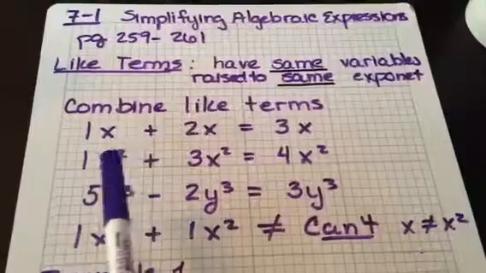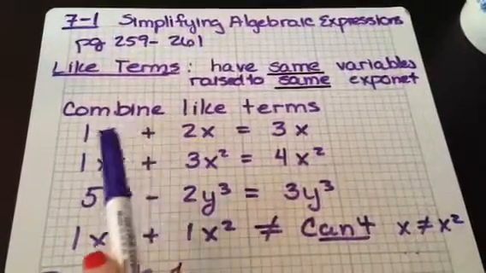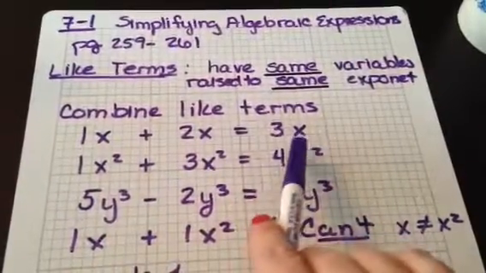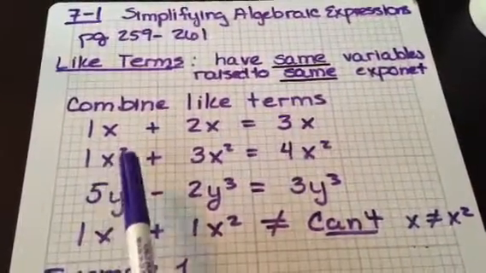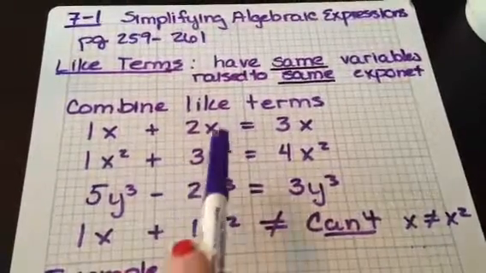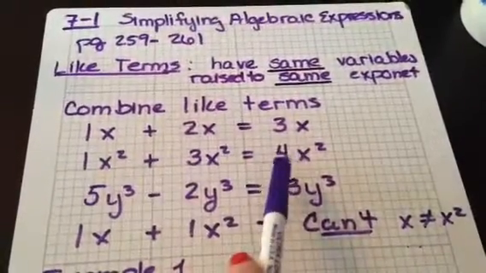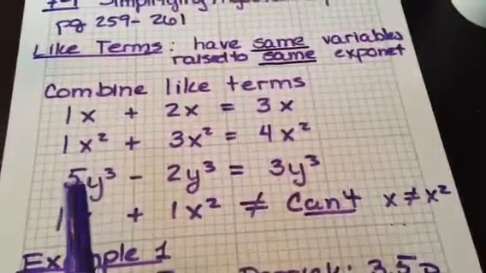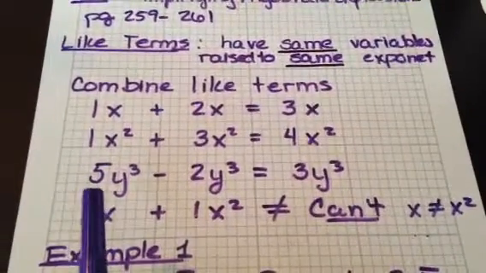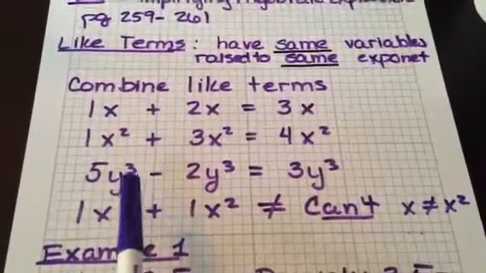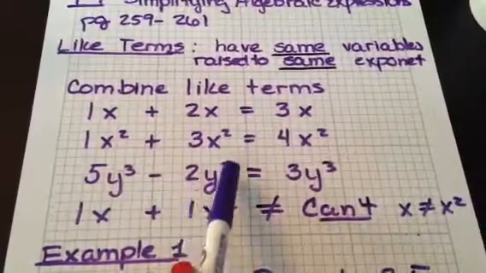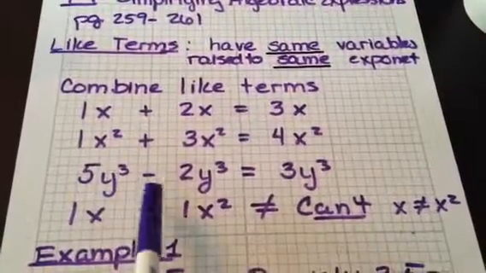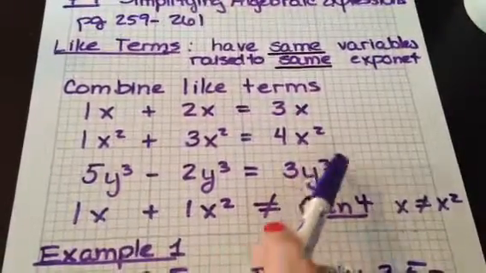So here, if we're combining like terms, 1x plus 2x, these are like terms because they both have x. I can combine those, and I could write that as 3x. If I had 1x squared plus 3x squared, I can combine those because they're both x squared, so that would be 4x squared. I can do the same thing with subtraction by taking something like 5y to the third, and I can subtract from that 2y to the third because they're both y to the third. And so 5y cubed minus 2y cubed is going to be 3y cubed.